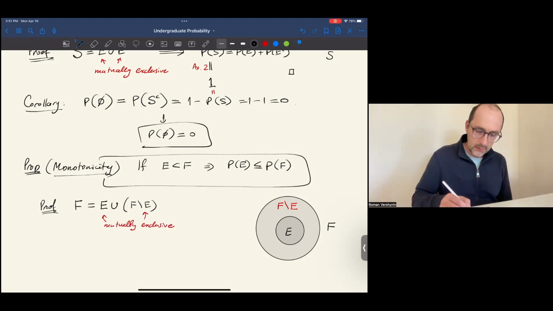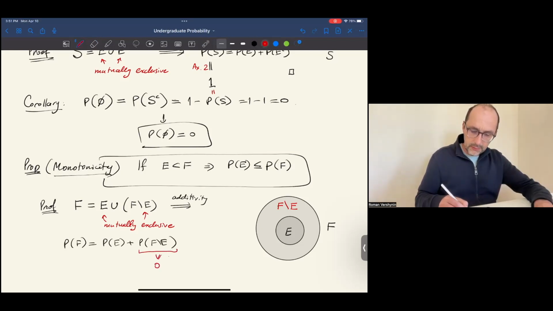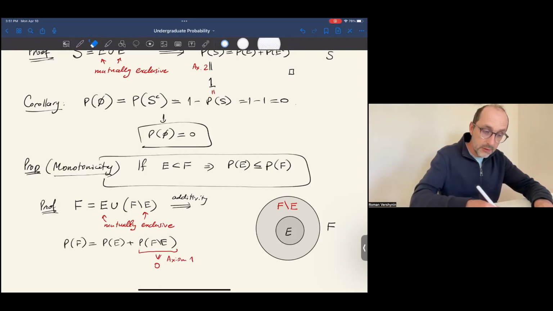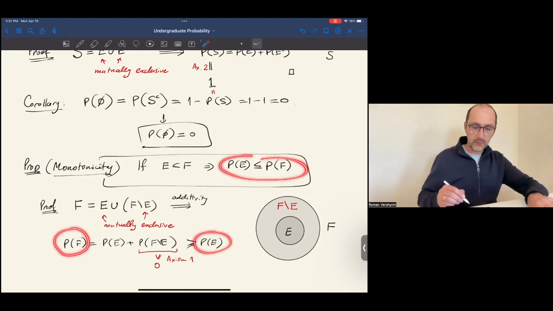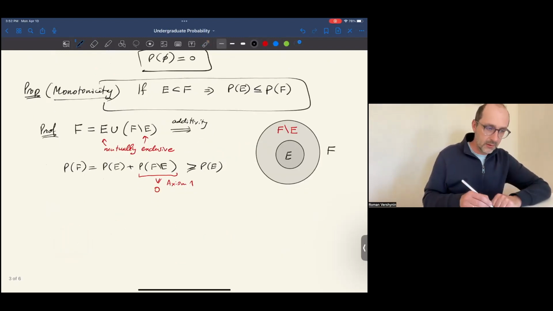Check this more formally. The additivity axiom states that the probability of F equals probability of E plus the probability of that. The probability is always non-negative by axiom 1. And that means that this expression is greater or equal to P of E. And we proved P of F is larger than P of E. A consequence to this proposition is that the probability of any event E is at most 1.